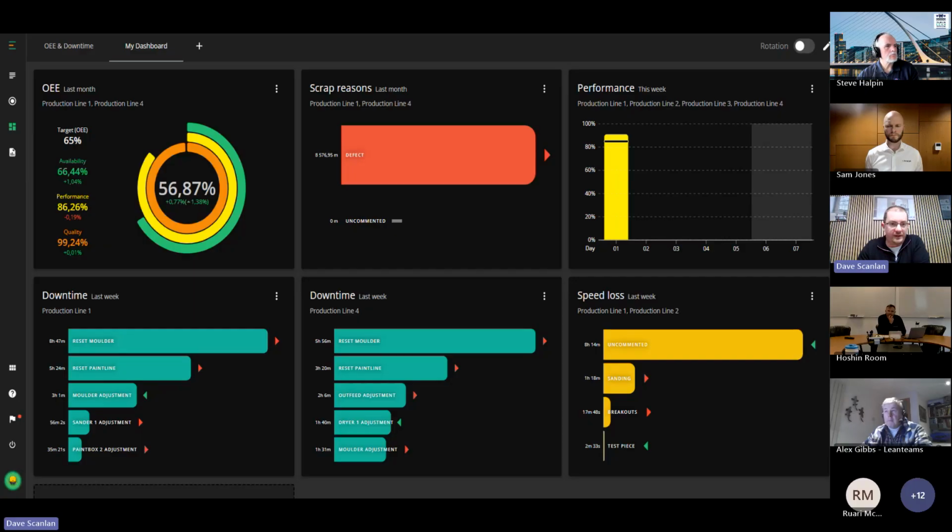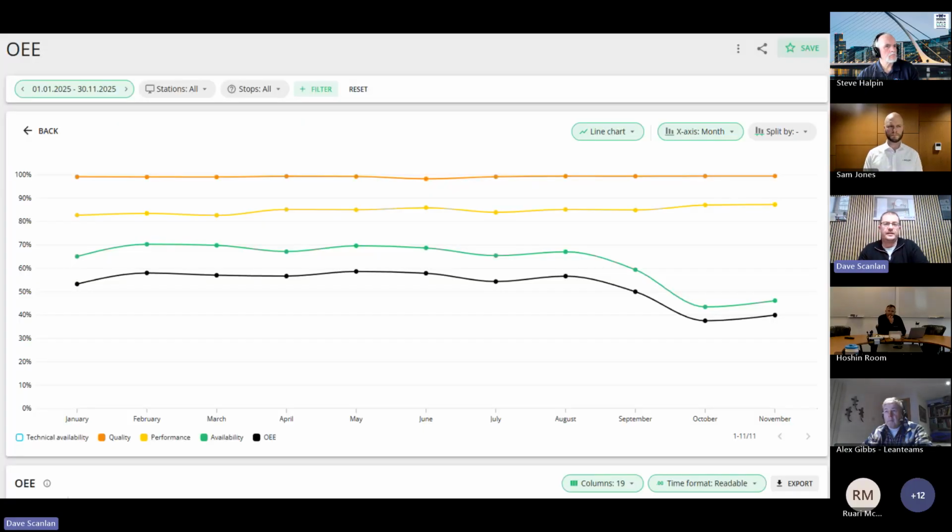So what we've done then from Evocon is we've taken our OEE since January just to see what's been going on. So if you look at the top orange line, that's our quality, and our quality for the whole year seems to be around 99%. So we're quite happy with that. Our performance seems to be somewhere between 80 to 90. So we're reasonably happy with that.